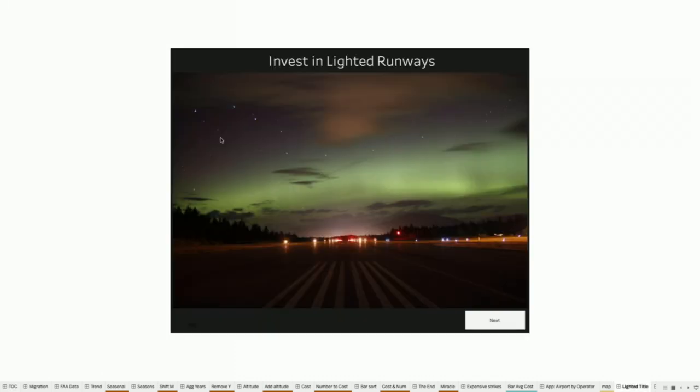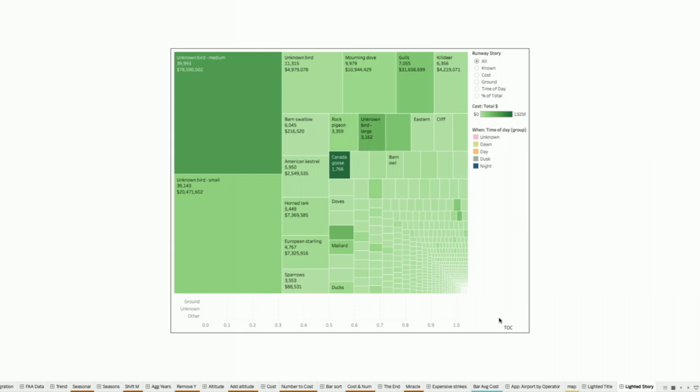So then I have a third example because I want to illustrate a couple more things about logical steps. This is, you should invest in lighted runways. And so here's a tree map of all of the reports, and the size of the square is the number of reports, and the color is the cost. And you can see up here at the top that unknown bird medium has the most reports, and the dark green indicates it's fairly expensive.